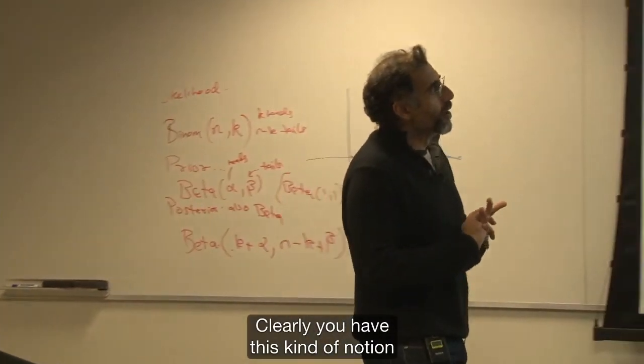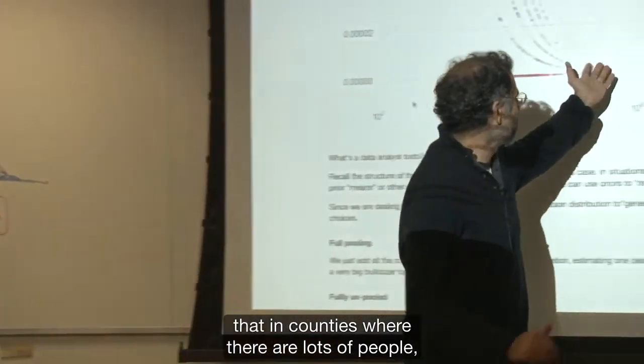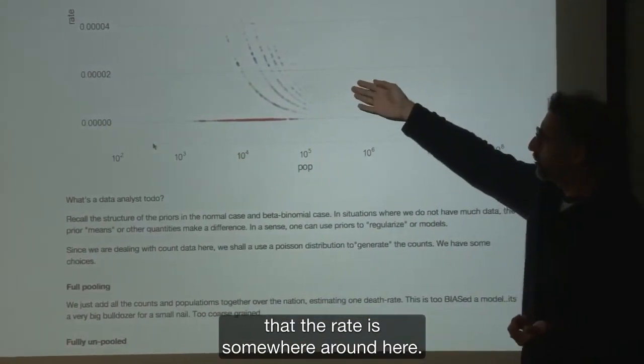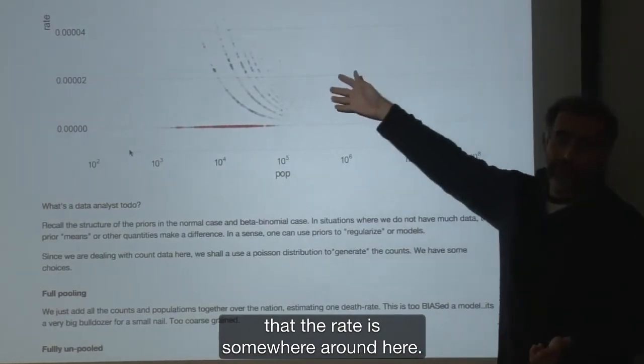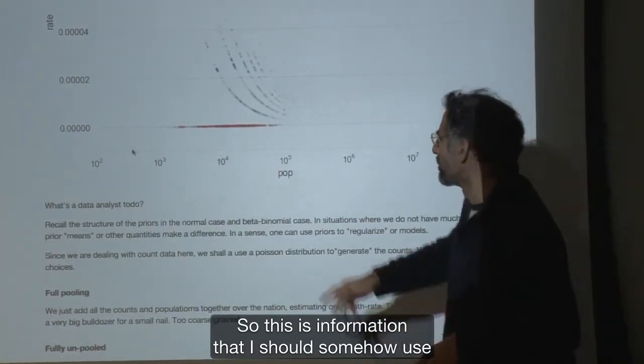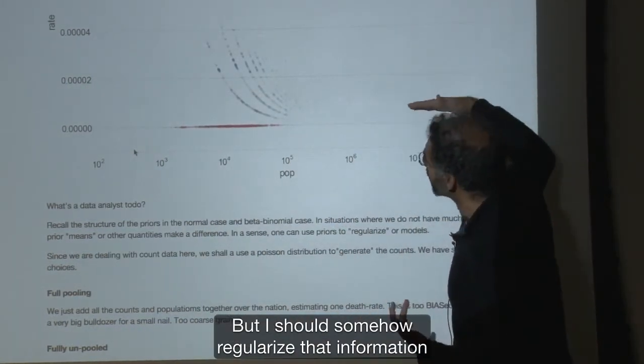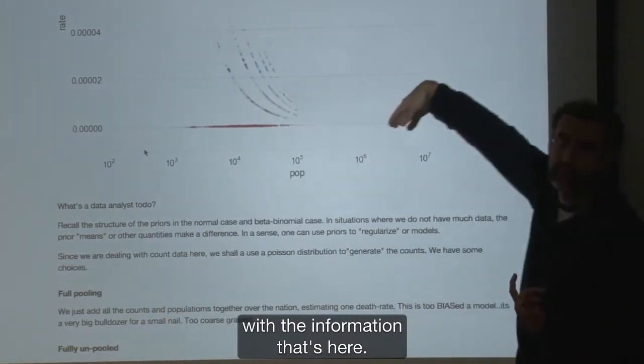Clearly, you have this kind of notion that in counties where there are lots of people, so that I have some kind of notion of statistical strength, the rate is somewhere around here. So this is information that I should somehow use to give you answers on this. I mean, yes, there's a low rate here, but I should somehow regularize that information with the information that's here.